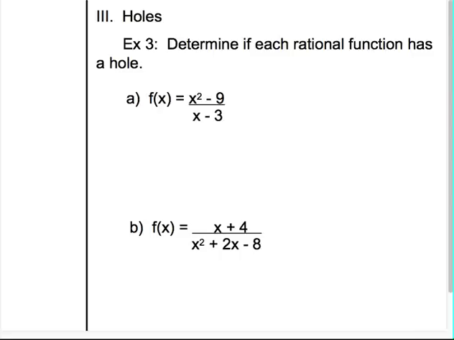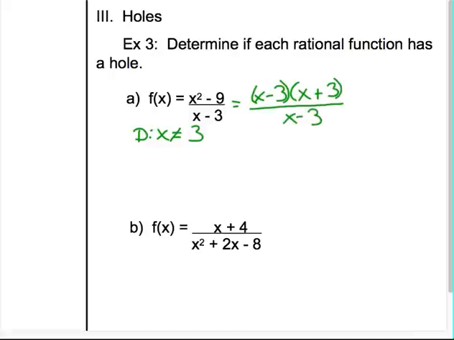All right, so now we're going to take a look at if there are any holes in a function. Remember, a hole occurs when you have a common factor in the numerator and denominator that will cancel out. It's part of the restricted domain. X cannot equal 3 in this case. So I'm going to throw the domain down here just as a reminder. But when I factor my numerator, it ends up canceling. Which means there is a hole in the graph at x equals 3 as opposed to a vertical asymptote like we saw earlier.